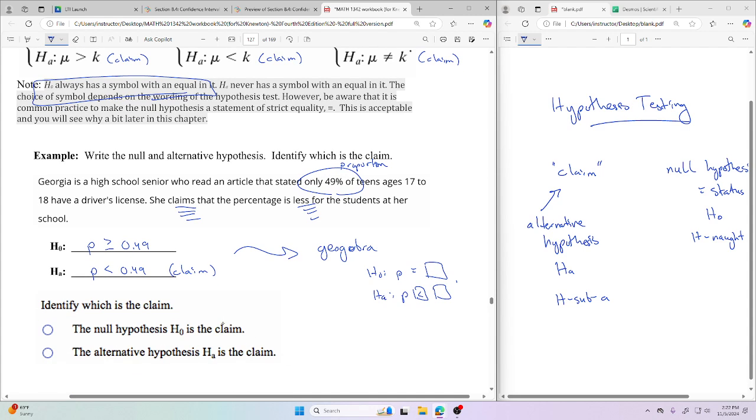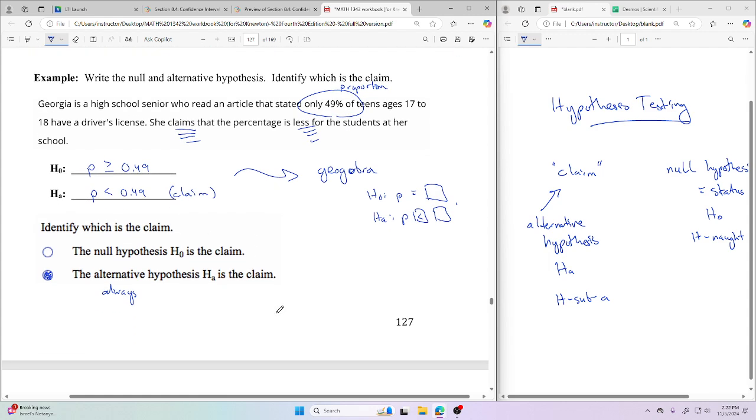So which is the claim? Yeah, the alternative. That's always. I'm just going to write always. If we encounter something here in the workbook that says otherwise, that's just the workbook being funny. In reality, and for this class, it's always alternative. Okay, cool. Was that hard?